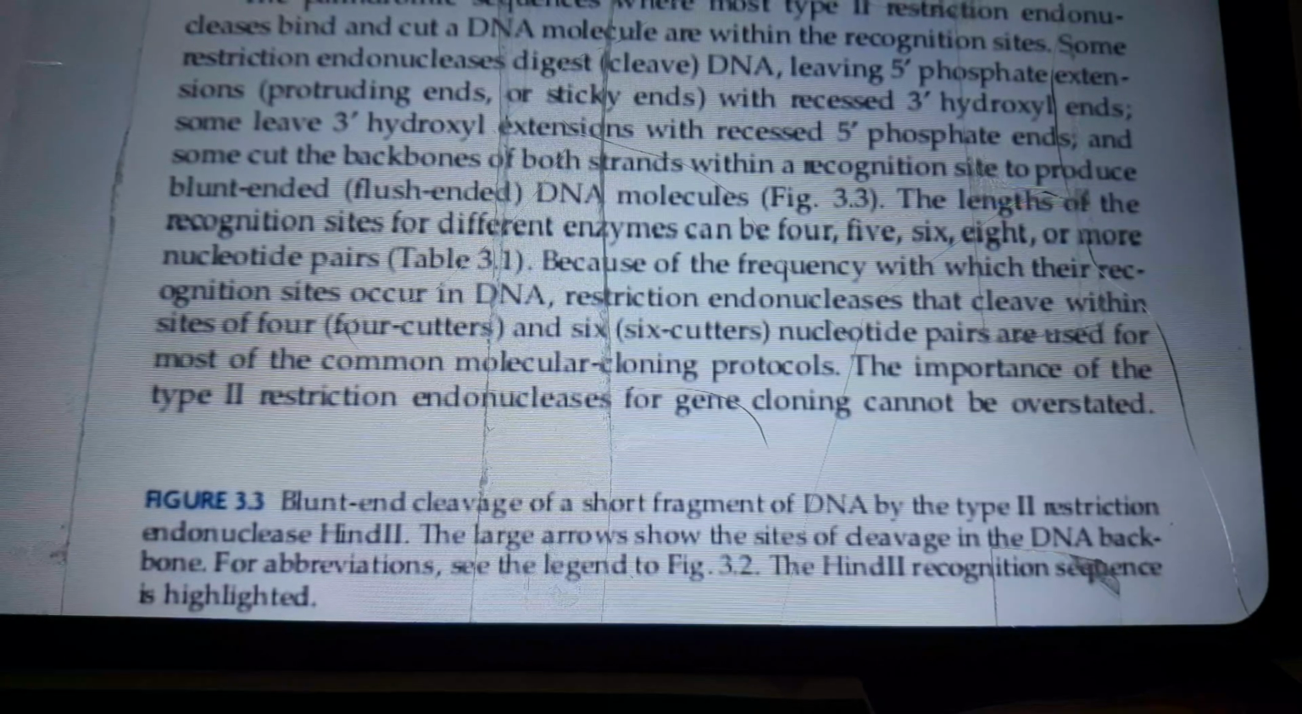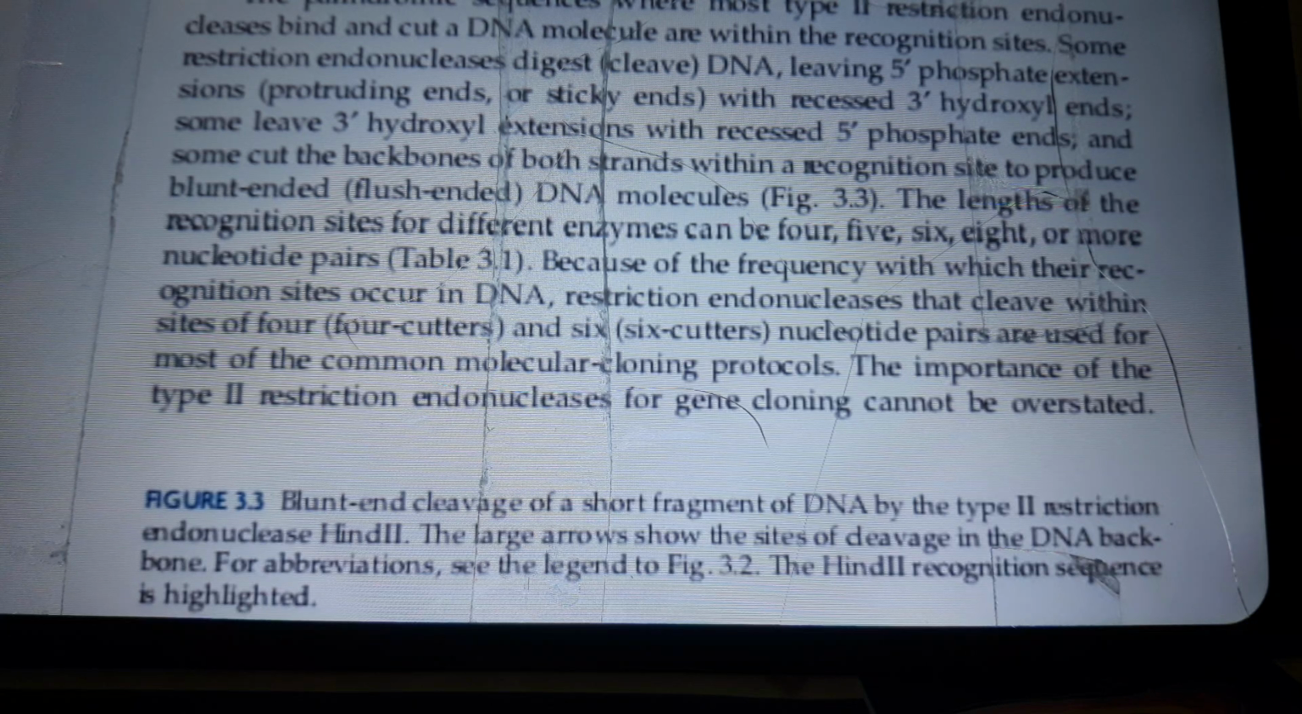The palindromic sequences where most type 2 restriction endonucleases bind and cut a DNA molecule are within the recognition sites. Some restriction endonucleases cleave DNA, leaving 5' phosphate extensions, protruding ends, or sticky ends with recessed 3' hydroxyl ends. Some leave 3' hydroxyl extensions with recessed 5' phosphate ends, and some cut the backbones of both strands within a recognition site to produce blunt-ended, flush-ended DNA molecules.